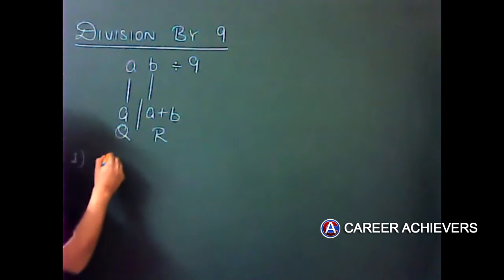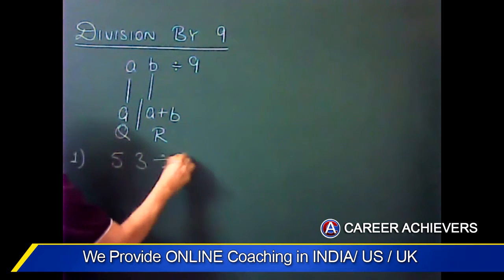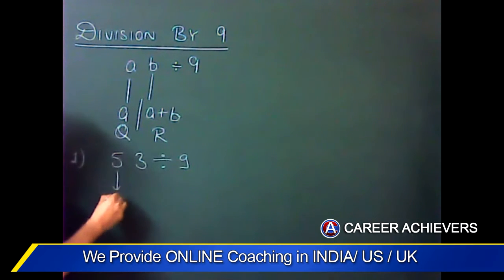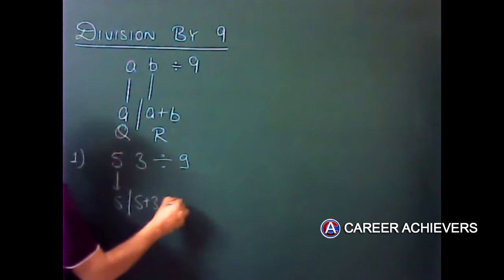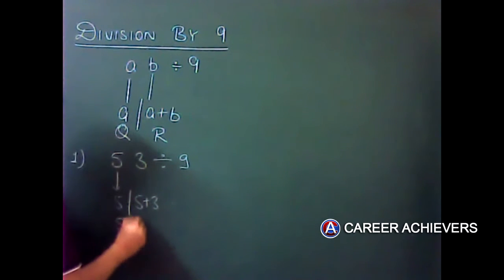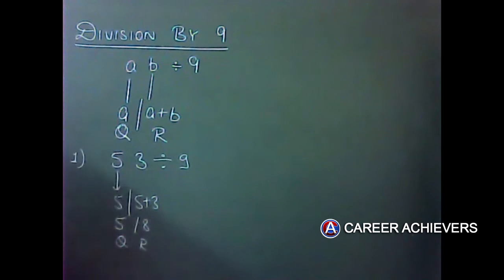Let me write the number 53 divided by 9. So here 5 is the quotient and 5 plus 3, that is 8, is the remainder. Clear?